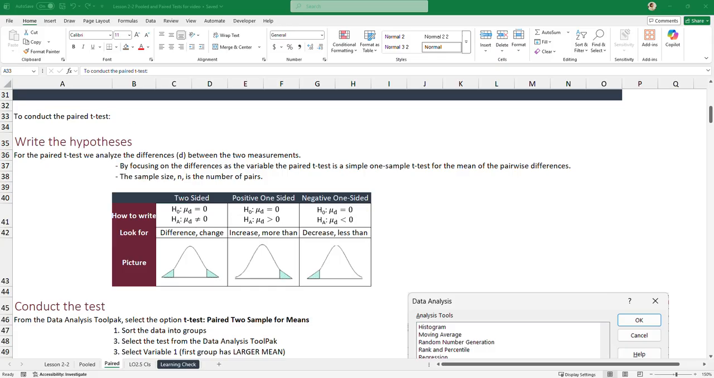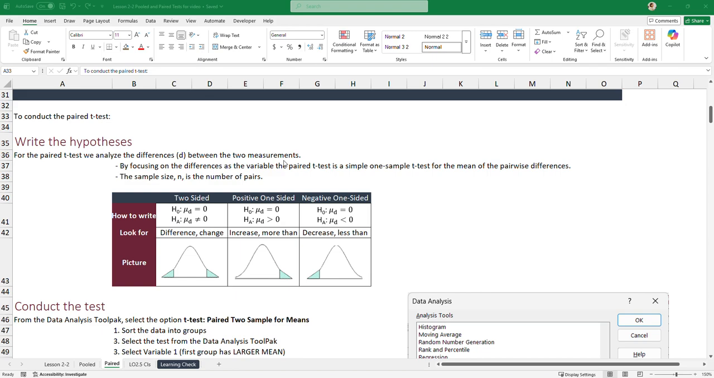What are the steps for conducting a paired t-test? The first is to write out the hypotheses, and the hypotheses actually look a little bit different than for the other two-sample t-tests. The reason for this is because the paired t-test means that the results are matched in some way.